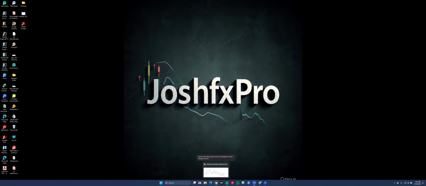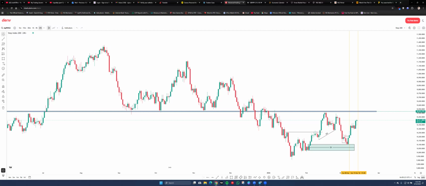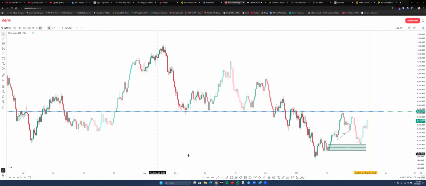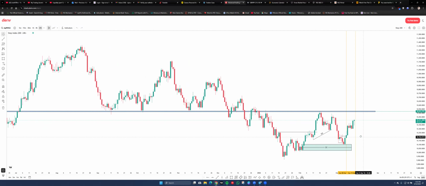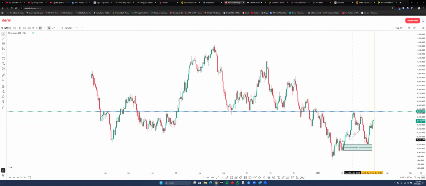We're having another video, another backtest now. So let's look at this pair. This is step index 200, and this was last week's performance of the pair. Originally we have the market going on a bearish downtrend. So we had highs, lows, and all of that.